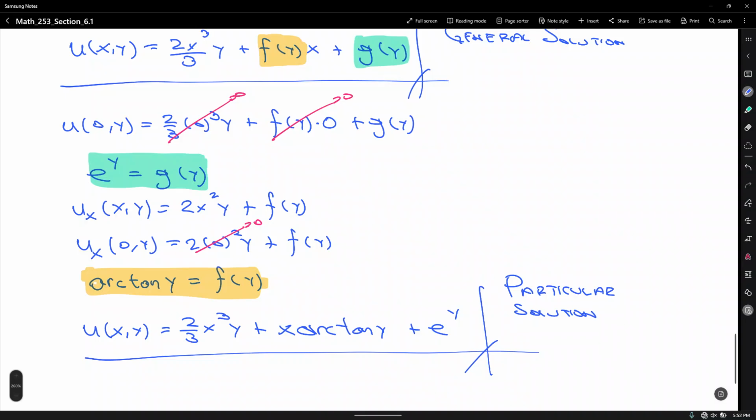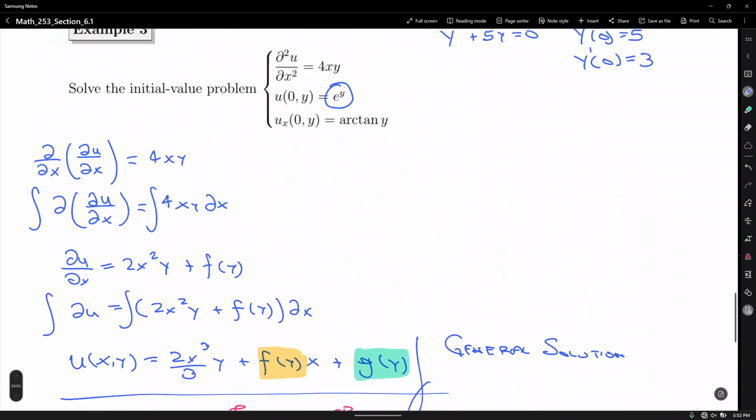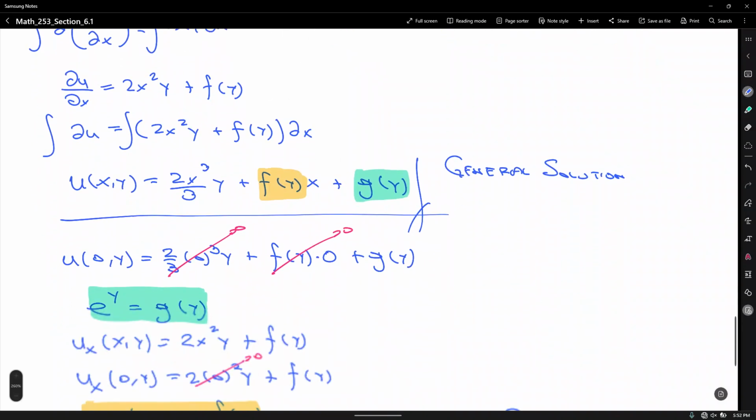And you can verify the equation. Take the derivative of that function with respect to x twice. That should give you the original equation here. All right. Looks like that's the end of the section, isn't it?